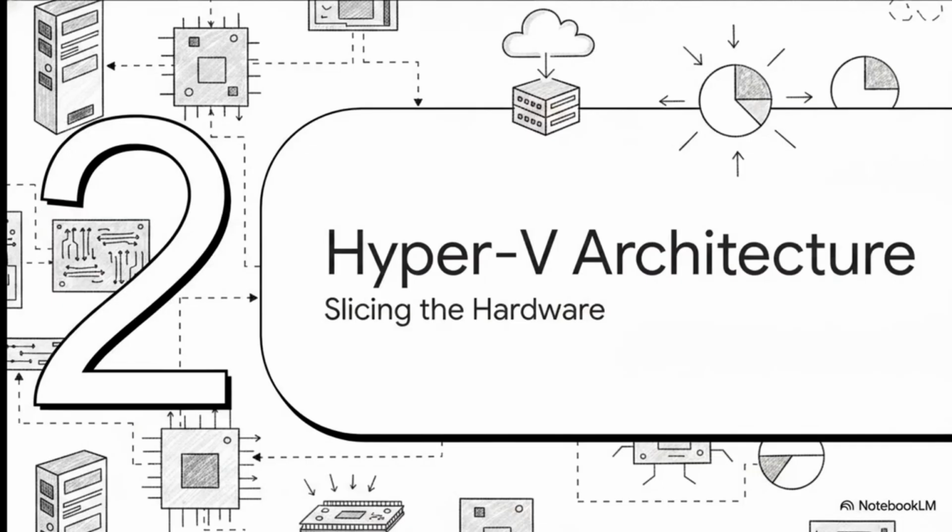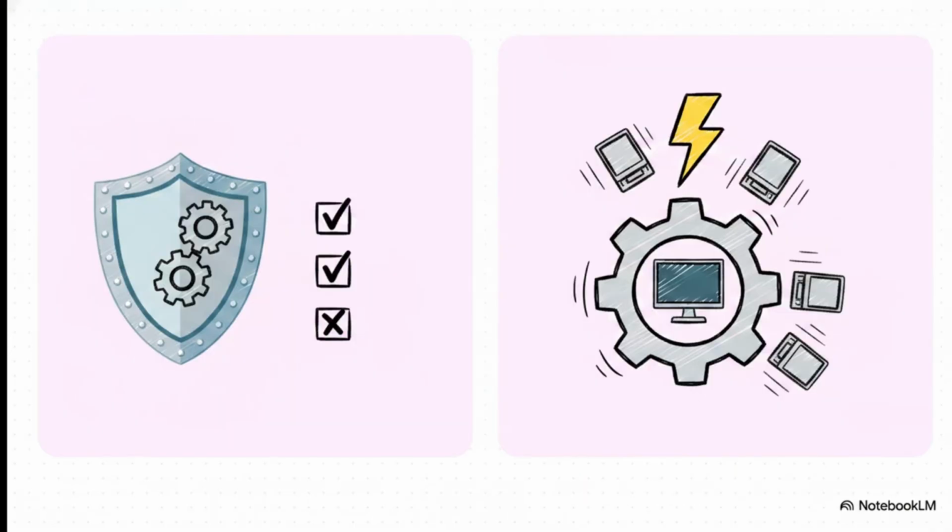Section 2. Hyper-V, slicing the hardware. Let's take a look at how we actually slice up the hardware itself, starting with Microsoft's enterprise-grade Type 1 hypervisor. There's a really fascinating architectural showdown here between two industry giants, VMware's ESXi and Microsoft's Hyper-V. ESXi uses what's called a fat hypervisor model. Its kernel contains its own device drivers, which makes it rock-solid and robust, but it means you are locked into a very strict, specific hardware compatibility list.